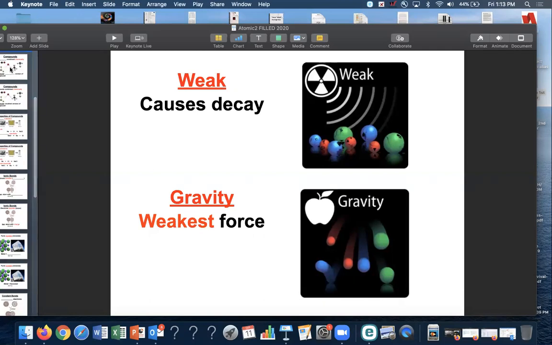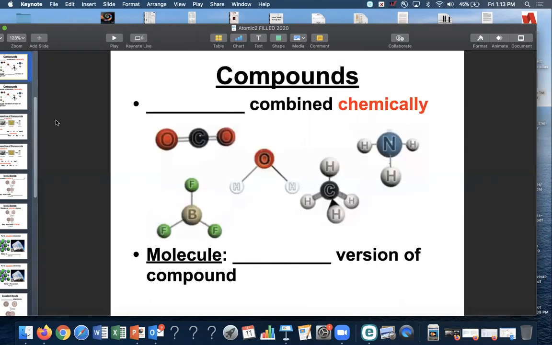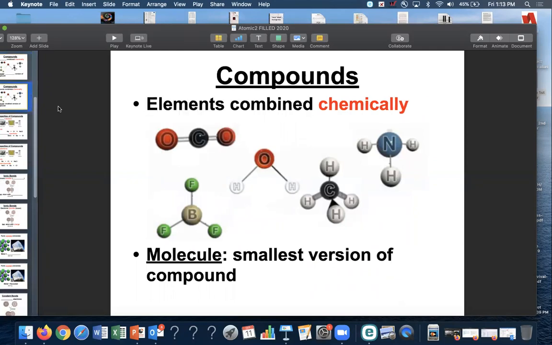All right, so now we'll get into talking about combining atoms and different elements and what you get. Compounds are something that you get when elements are combined chemically. And the chemically part is the most important part of the compound, that those elements are joined chemically. So they're joined at an atomic level. It's not just some stuff thrown together. These are things that are reacting with one another and combining at the atomic level.